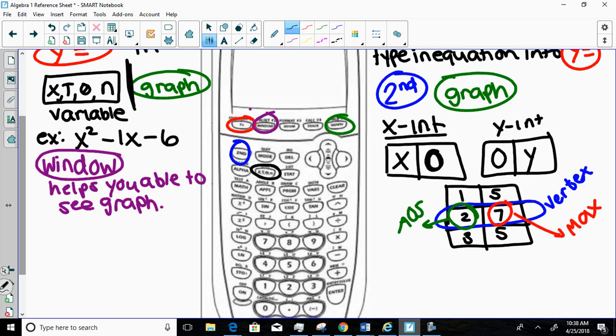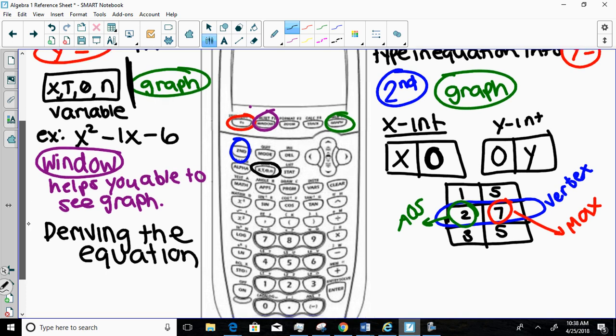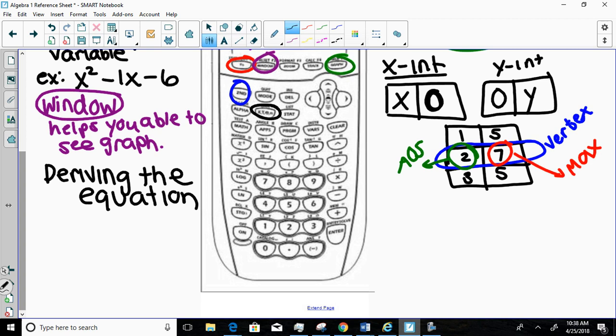Is there anything else you need to do after you reset it? Hold on, let me get this. All right, deriving the equation. So you can get any equation you want. It could be linear, exponential. There's different buttons we use for each one.